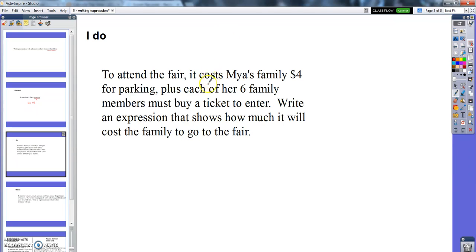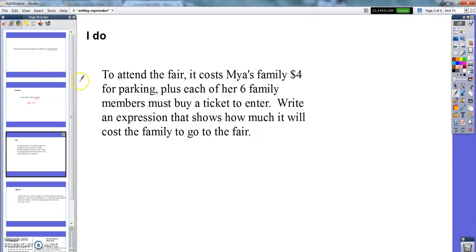All right, so let's look at this situation here. We're going to write an expression from this. To attend the fair, it costs Maya's family $4 for parking, plus each of her 6 family members must buy a ticket to enter. Write an expression that shows how much it will cost for the family to go to the fair.